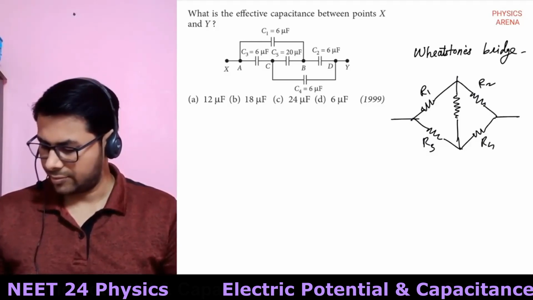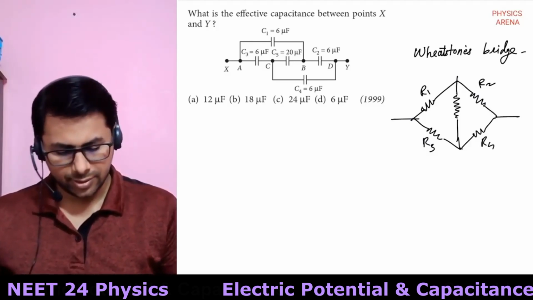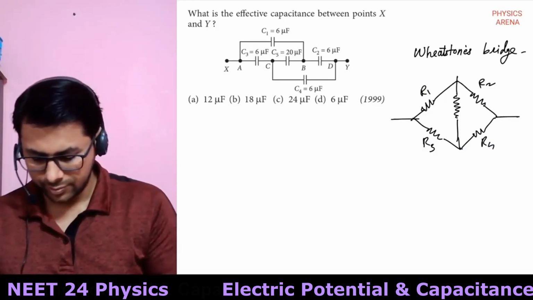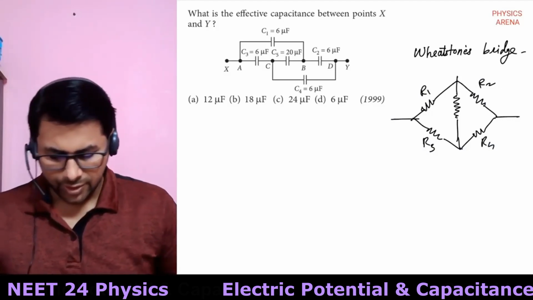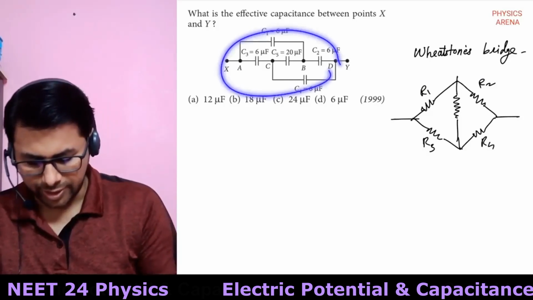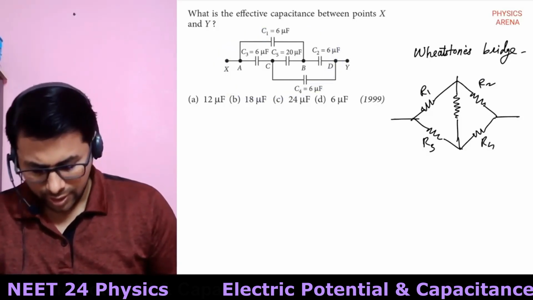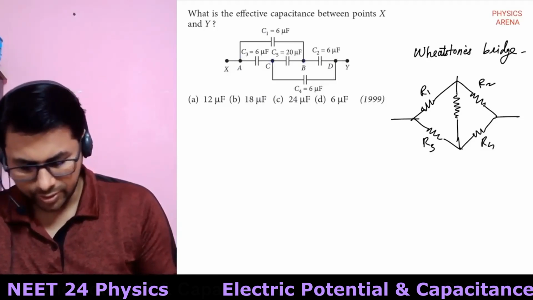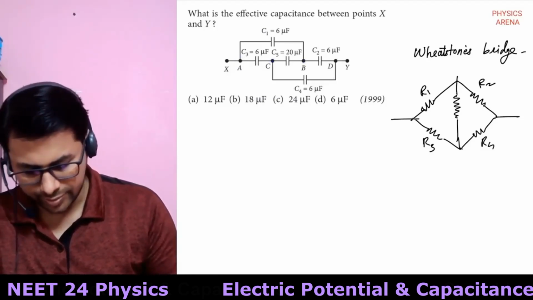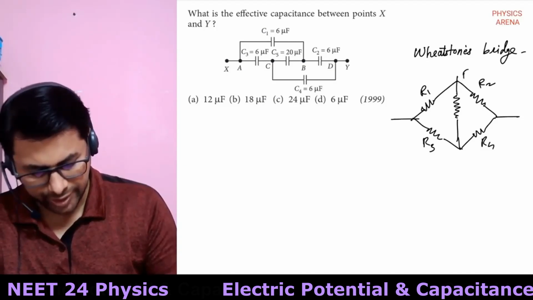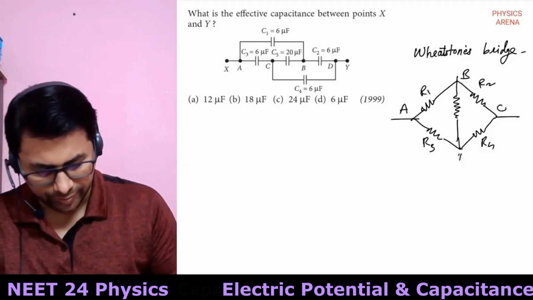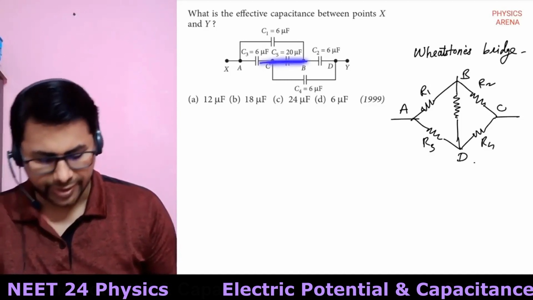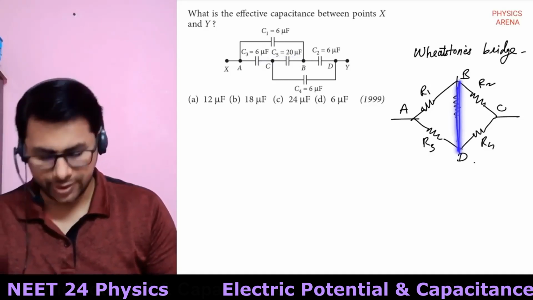Okay, that is for Wheatstone's bridge. Then see how this thing is Wheatstone's bridge. So here you have A, C, B. So this is B, A, B, C, D. Okay, so you see between B and C, one resistor is here.